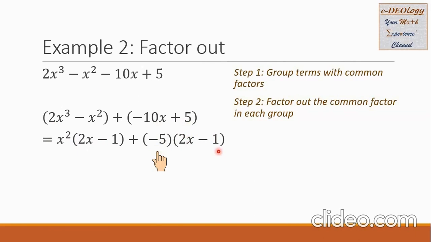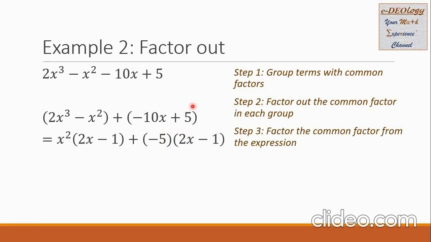Before going further, I must check myself if the factors are correct. The negative 5 multiplied by 2x, I will get the negative 10x back. The negative 5 times negative 1 is positive 5. So these factors are correct for the second group.